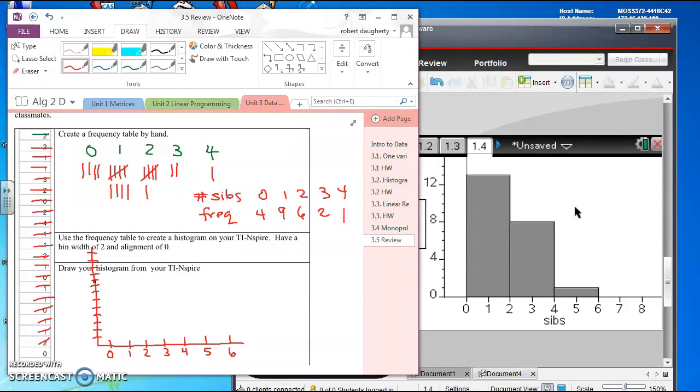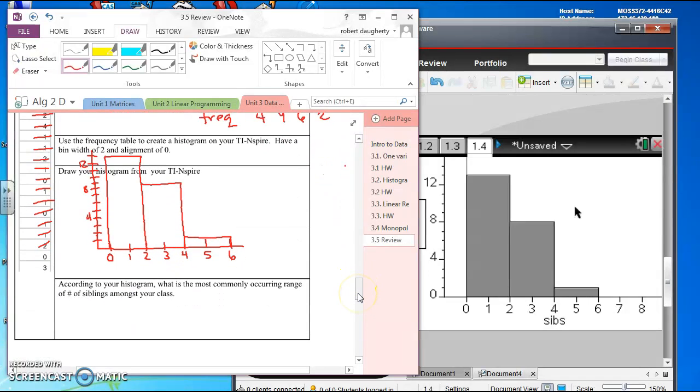So at 0, it goes up to 13. Let's just label like they do. 1, 2, 3, 4, 5, 6, 7, 8, 9, 10, 11, 12. So 0, 13. So it's going to go from 0 to 2, and that goes up to 13. And then 2 to 4 goes to the value of 8. And then it looks like 1 from 4 to 6, which is what you see there. Okay, so the width of this was 2, and the alignment, it started at 0 for this histogram.